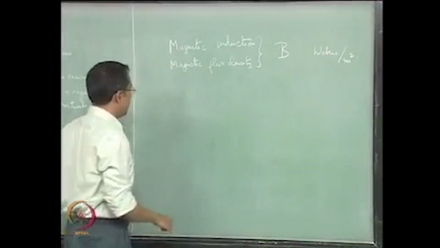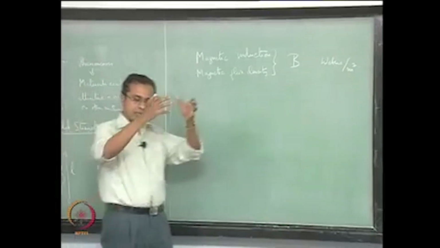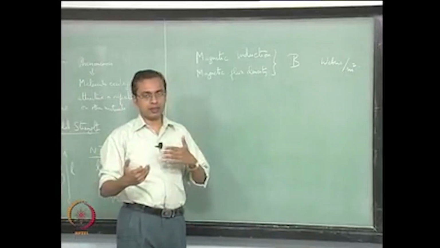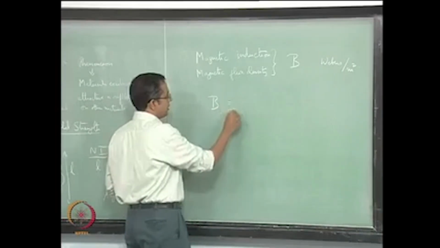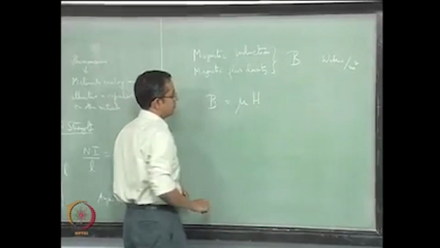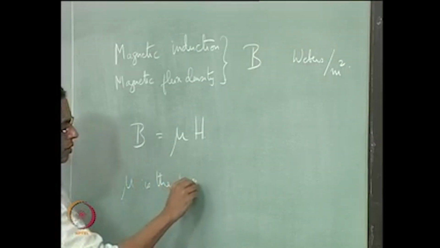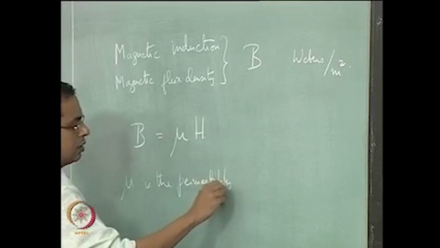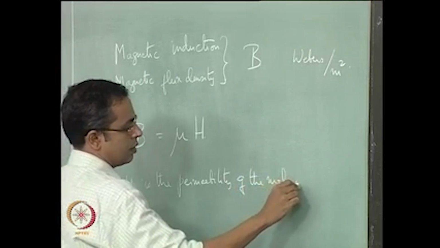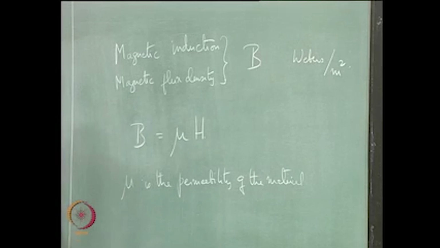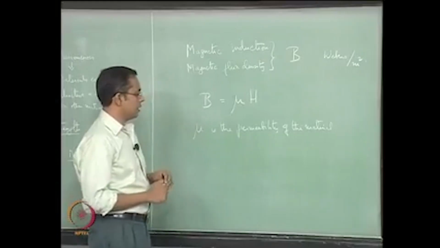Okay, and it is related to H. So the H is the field that you are imposing based on the current that is going through the coil, and B is the field that is getting induced inside the sample as a result of the interaction of the sample with this H field, and it is related to the H field by this equation, B equals mu H, where mu is called the permeability of the material. And it is a constant for a material under certain circumstances. So you place it under the same circumstances, it will be a constant. So this is the permeability of the material.